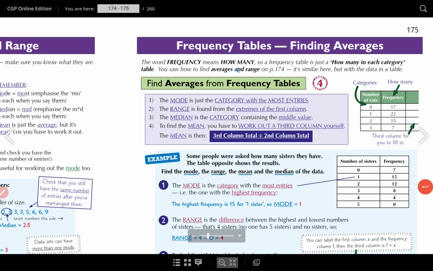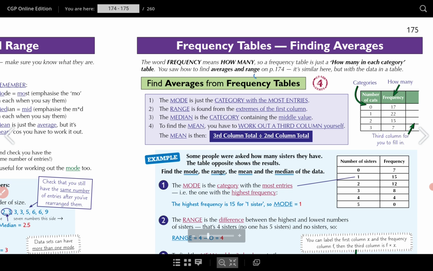Okay, so we move on to frequency tables and finding averages. Like I said, the mean, mode, median, range, all these are simply averages. Now we look at the word frequency. The frequency describes how many times a particular value shows up, how many in each category in the table. So find the averages from the frequency table. What is a frequency table?